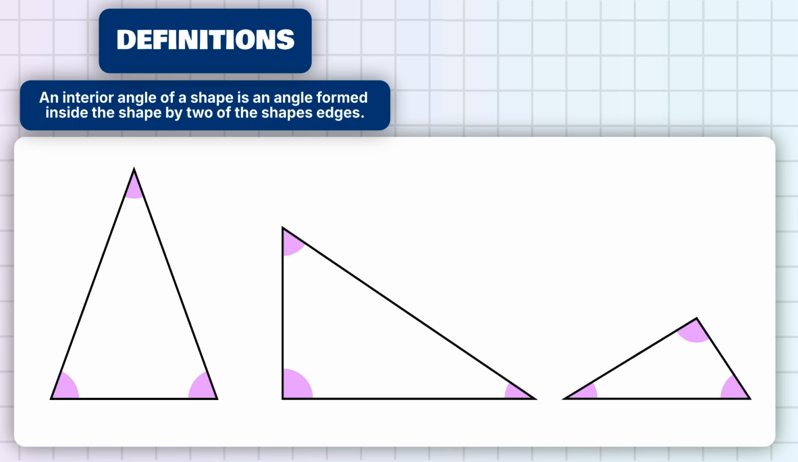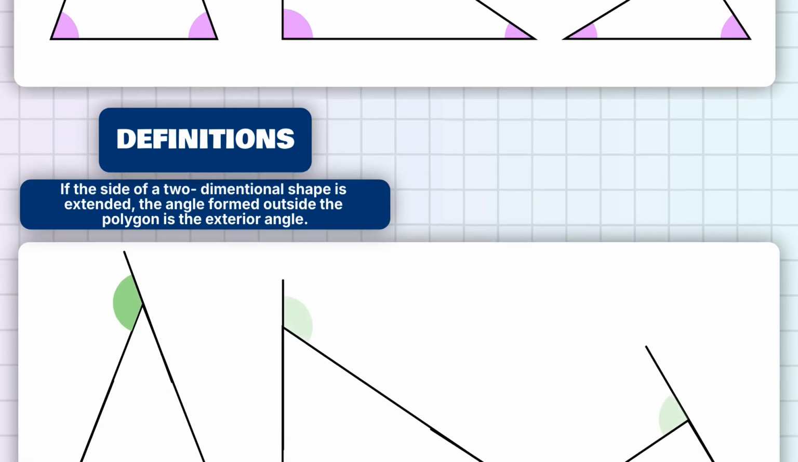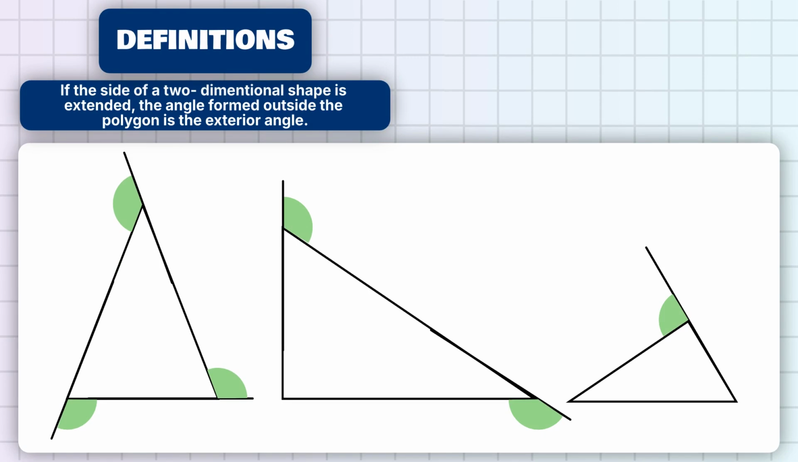The first definition we are going to learn today is what is an interior angle. An interior angle of a shape is an angle formed inside the shape by two of the shape's edges. Next, we will discuss what an exterior angle of a shape is. If the side of a shape is extended, the angle formed outside the polygon is an exterior angle. We will now move on to proving some properties of triangles using these definitions.